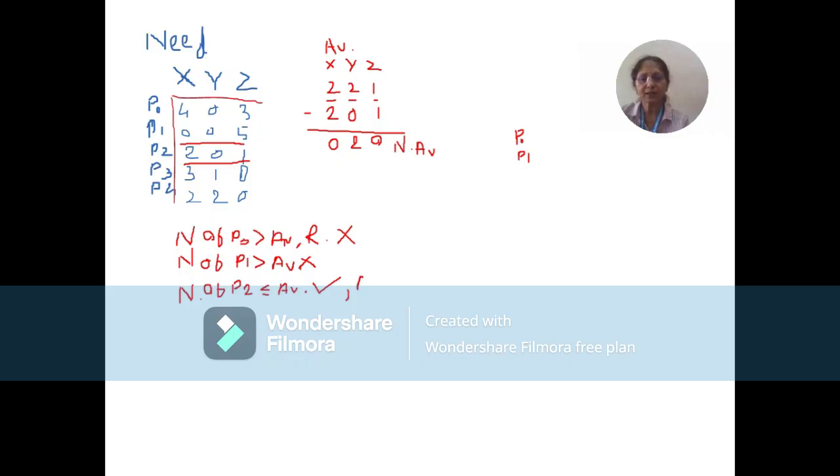So after some time, you have to write all this. I'm not writing here. After some time, what will happen? P2 will be fully executed. Okay, so when P2 will be fully executed, what we have to do? P2 will release all the resources that it has got from the system. So we have to add the max of P2.